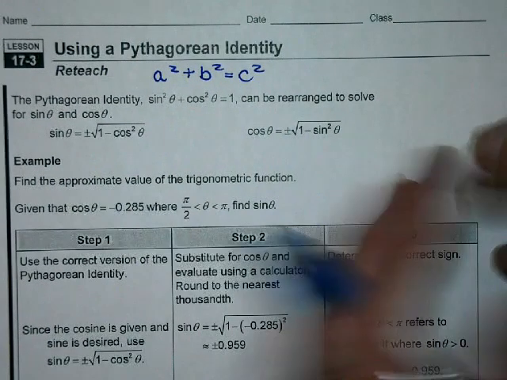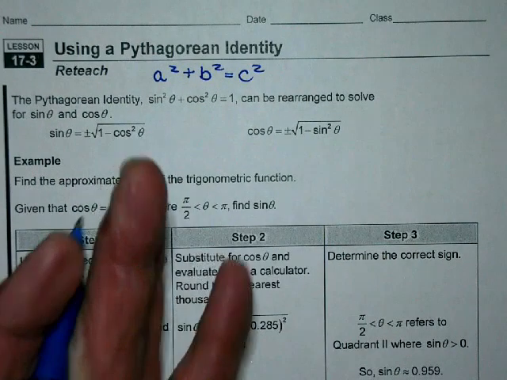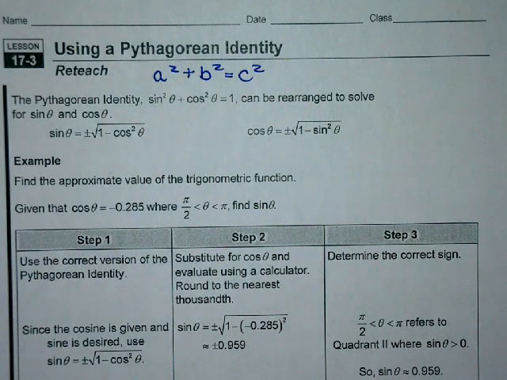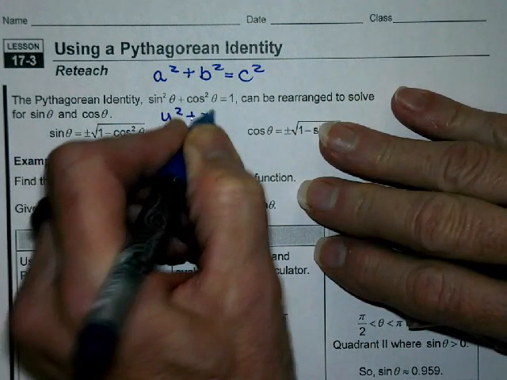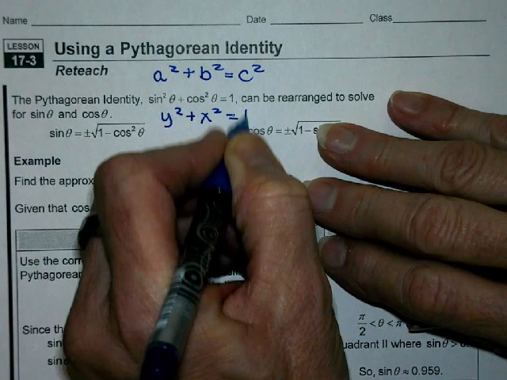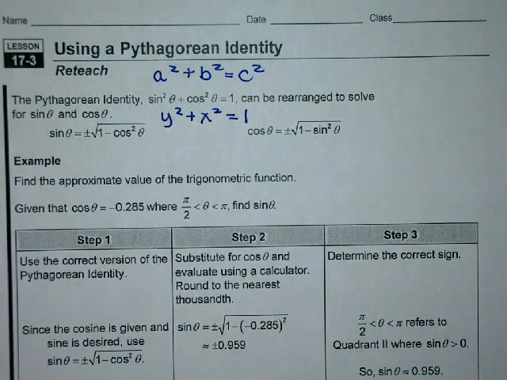So instead of A, B, and C, they went to the unit circle. And I don't know why they started with the word sine. I'm sure there's a reason. But they went to y squared plus x squared equals radius squared, right, which is 1.